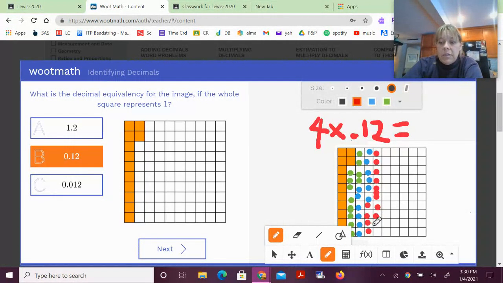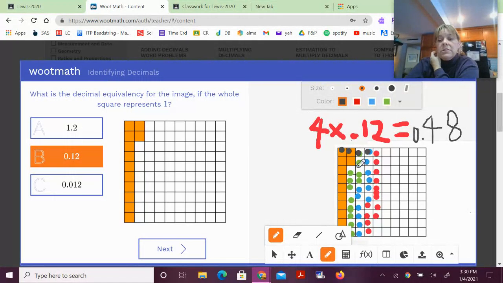And when we calculate that, we say, well, we've got 10, 20, 30, 40, right? Each one of these represents 10. And then 8 red ones. So we know that the answer is 48 of these little boxes, which we call hundredths. So we would write our answer as 0.48 or 48 hundredths.